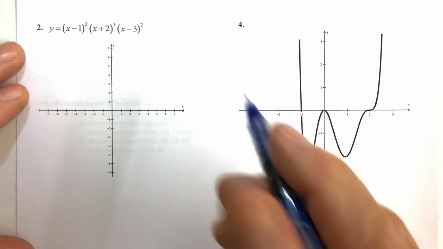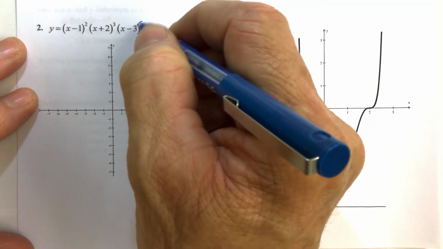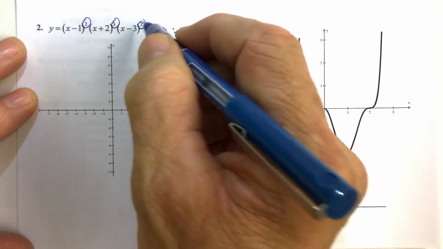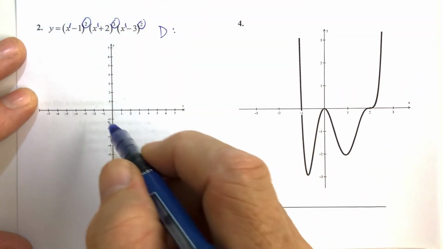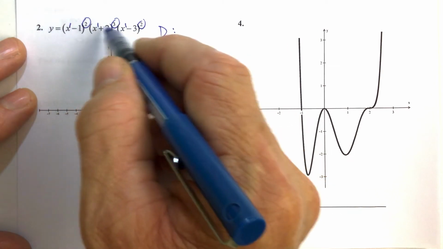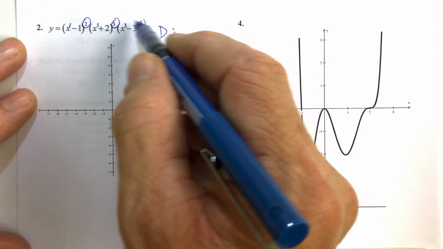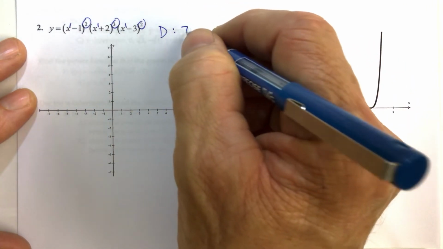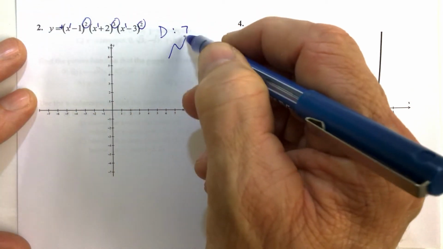Now, for problem number 2, we do the same kind of thing. First, we identify the degree. We add up the multiplicities, as long as each of these exponents of the x terms is 1. 2 plus 3 plus 2 is 7. And the leading coefficient is positive, so we know that we're going to go up from left to right.